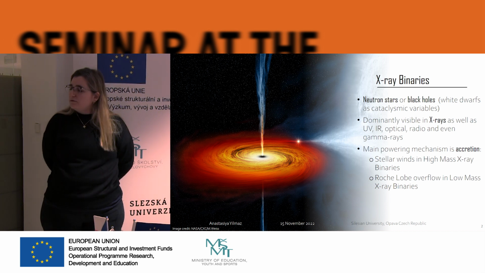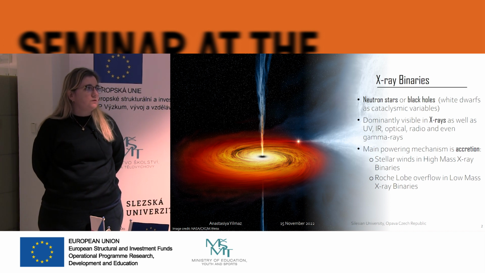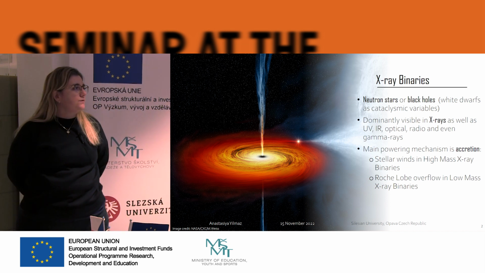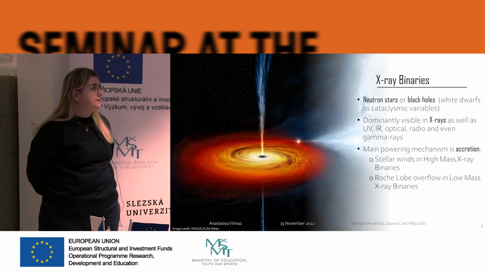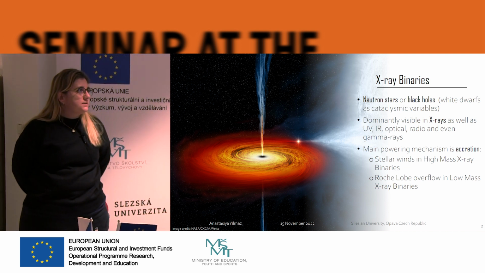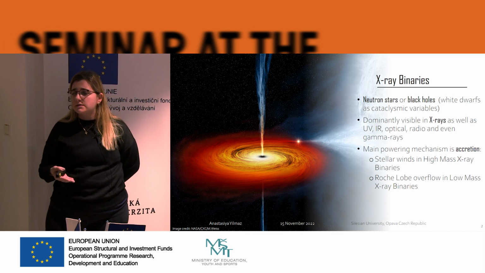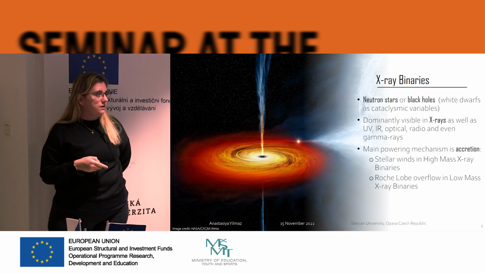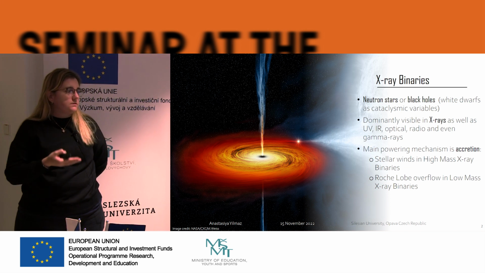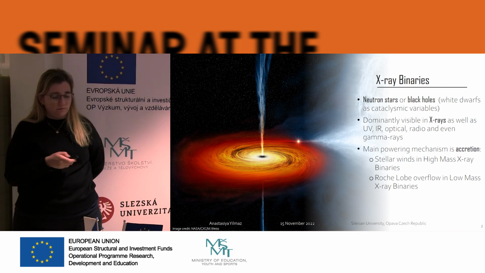So I included this section just to have a very quick introduction to X-ray binaries. We have usually neutron stars or black holes in the center, and these systems are usually visible in X-rays as well as the UV, infrared, optical, radio, and even gamma rays in many cases. The main powering mechanism is accretion. When you divide these X-ray binaries into two categories, you have high mass X-ray binaries and low mass X-ray binaries, which is usually defined by the main donor star. These systems are usually characterized by Roche lobe overflow or stellar winds as the main powering mechanism.